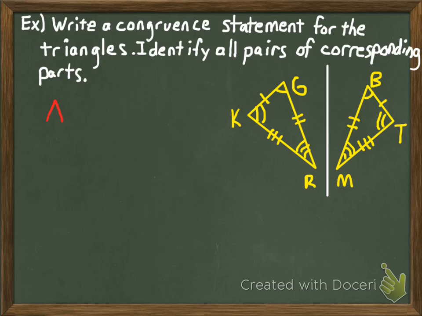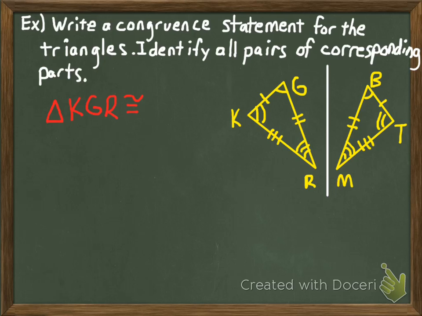Now, a new symbol for you to learn is this triangle symbol. Remember how we had a symbol for angles, we had symbols for line segments and everything? Anytime you're trying to name a triangle, you can just use a little triangle symbol like that. And let's say that we give the name triangle KGR to this first triangle. Now my congruent statement is supposed to tell me the names of the two congruent triangles, and we call the first one triangle KGR.